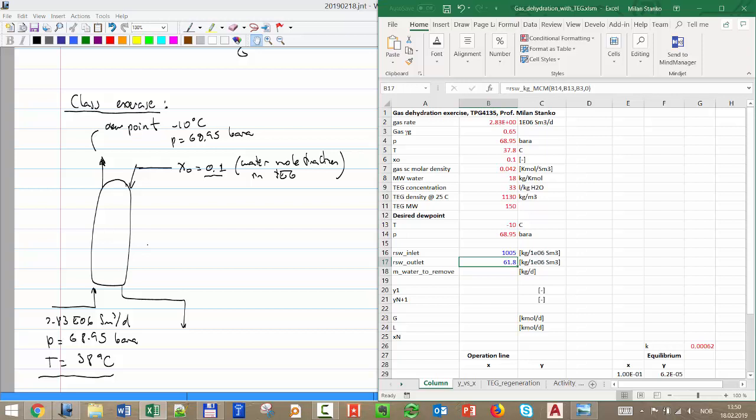That means according to this requirement, I have to go down from 1,000 kilograms per million to 61 kilograms per million. The total water to remove is simply the difference between this one and this one multiplied by the gas rate. And that tells me that I have to remove 2,600 kilograms of water per day.